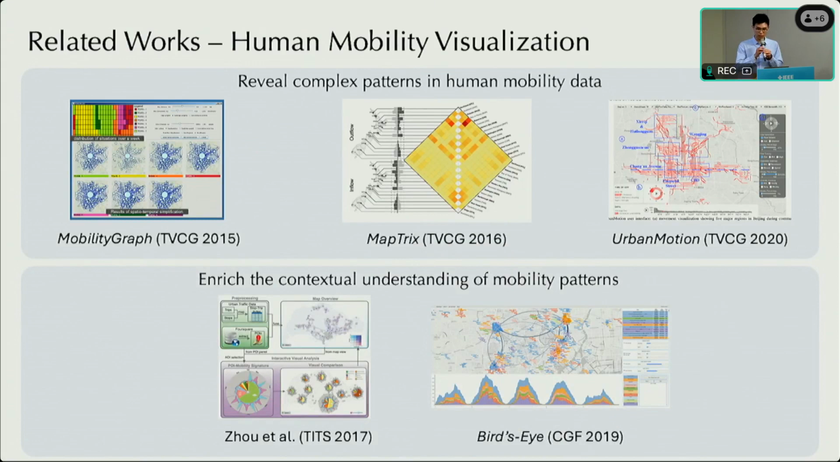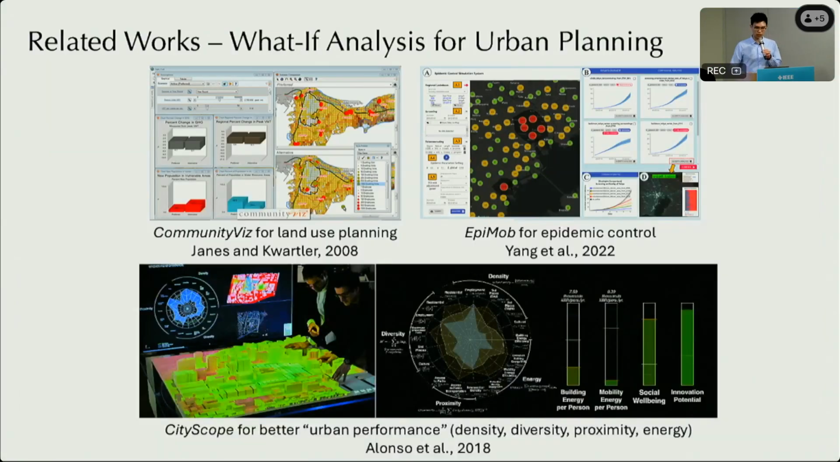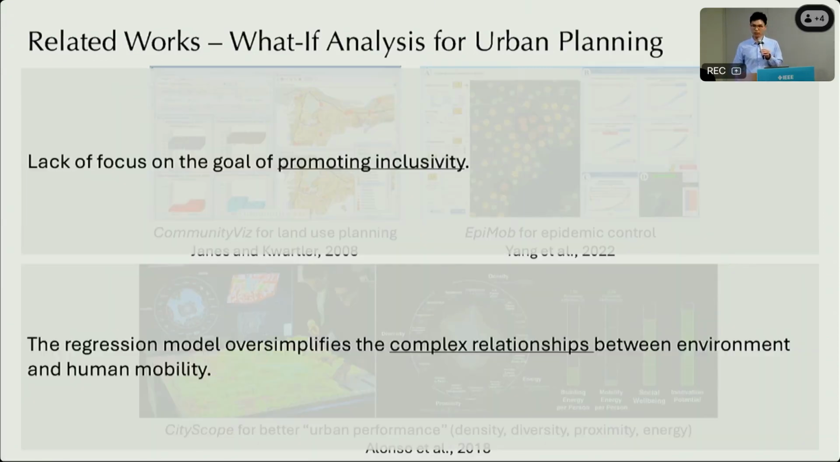The visualization community has developed many techniques for mobility data like flow maps or matrix views, often enriching them with context like points of interest or social media text. These help reveal complex mobility patterns. But most don't integrate demographic data, which is crucial for understanding segregation dynamics for social scientists. What-if analysis tools can also allow urban planners to simulate changes in urban scenarios such as land use and epidemic control. However, existing tools may not focus on inclusivity or use regression models that oversimplify complex mobility drivers.